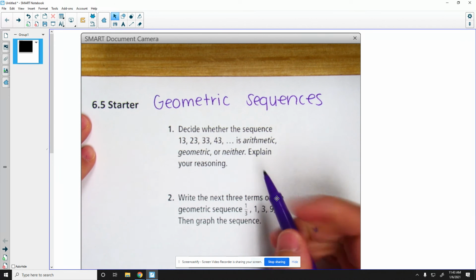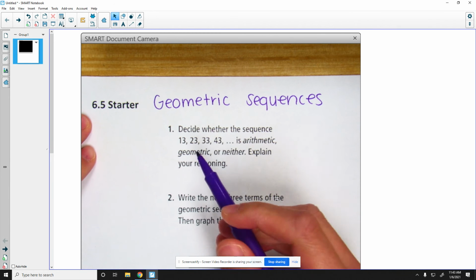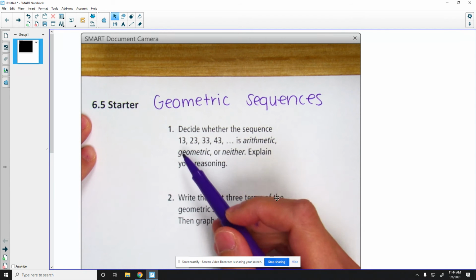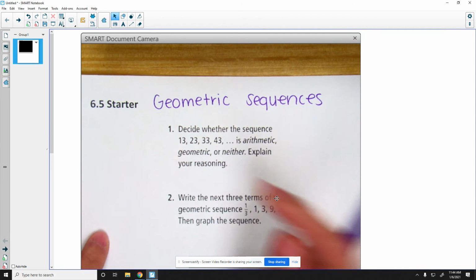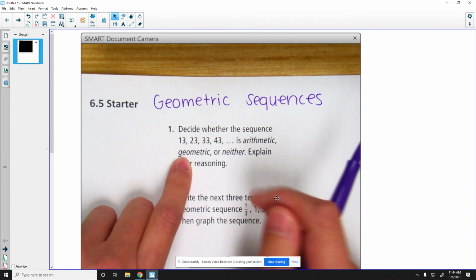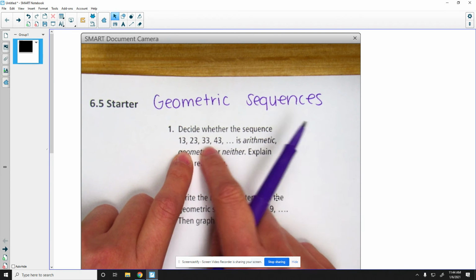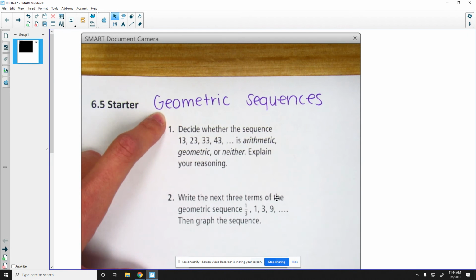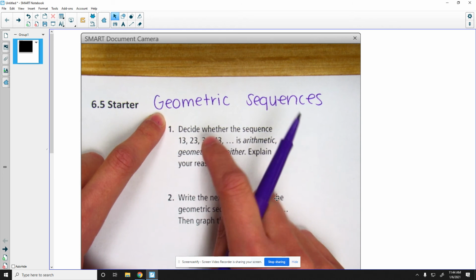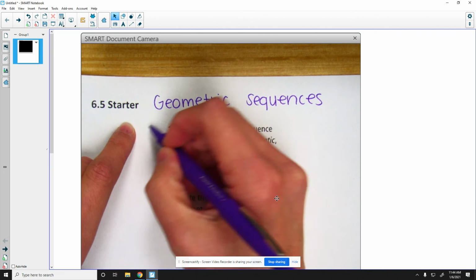We did arithmetic sequences a couple of months ago. That's when you had a pattern of adding or subtracting. Now we're doing geometric. So if arithmetic is an adding or subtracting pattern, take an educated guess. Lance, what do you think geometric is? Yeah, it's a multiply or divide pattern.